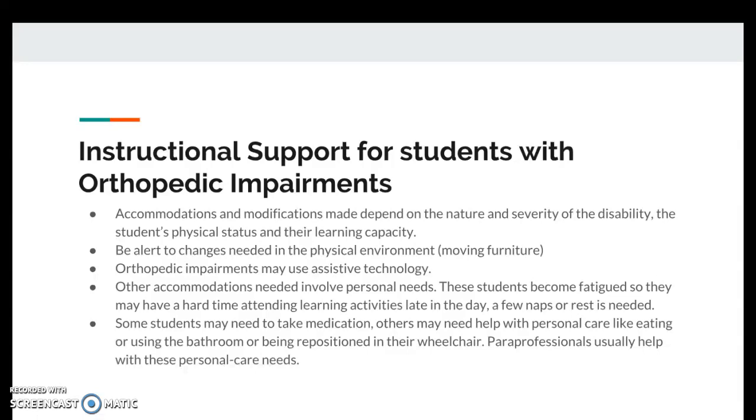And then some students may need to take medication, or they may need help with using the restroom or eating, or if they're in a wheelchair, they may need to be repositioned. Usually paraprofessionals help with these personal care needs, but sometimes a teacher may need to step in and help.